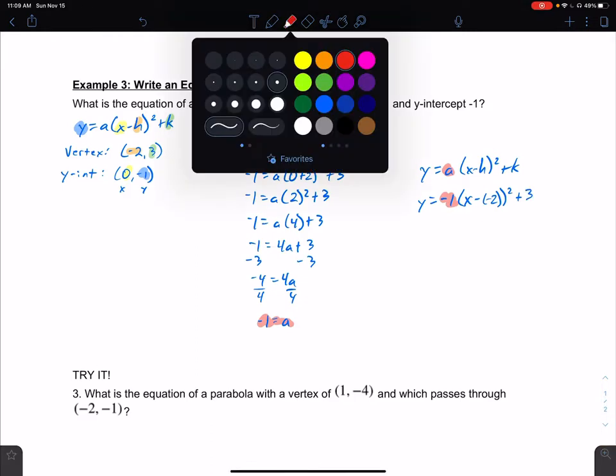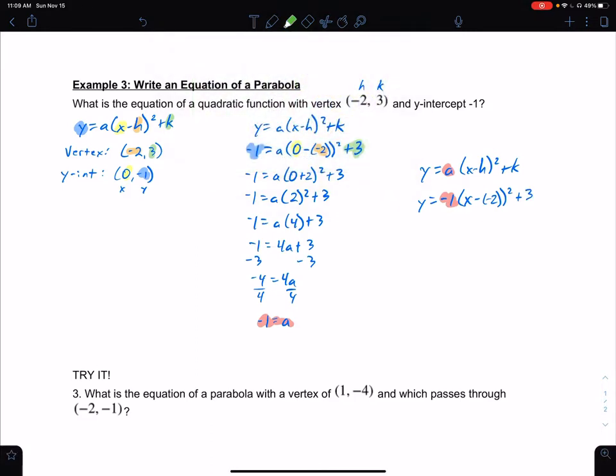And now we're just going to clean this up. I've been highlighting all along, so I'm going to try and keep this color coordinated. Our final step would just be to clear up that double negative. We don't want to say x minus -2. We're going to say x plus 2 squared plus 3. And this would be our equation, our vertex form.